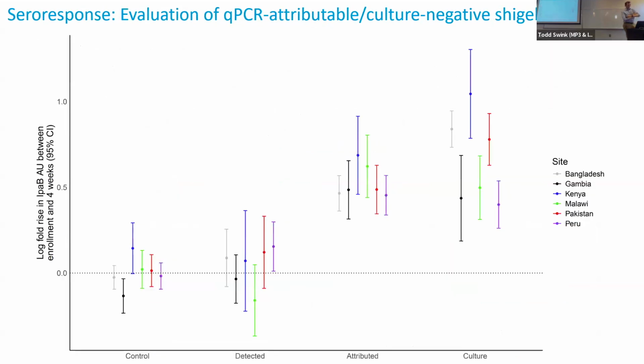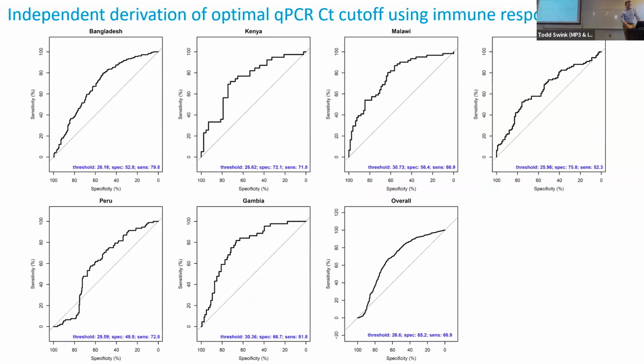You can also model the log fold rise in IpaB, and it tells the same story. The control versus trace detection of Shigella doesn't look very different, and those children don't look like they have an acute Shigella infection, but the additional PCR attributable shigellosis, just like the culture positive, looks pretty similar. There's a lot of variance in the culture positive, but in general the numbers are a lot smaller for this, maybe that's why. We also said, why don't we define an immune response as the independent kind of diagnostic gold standard of whether the child has Shigella.